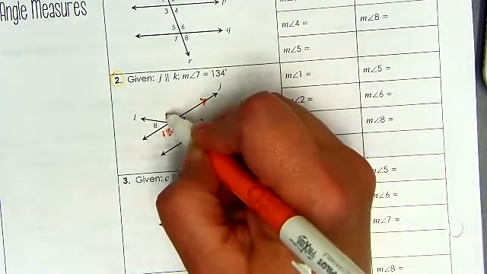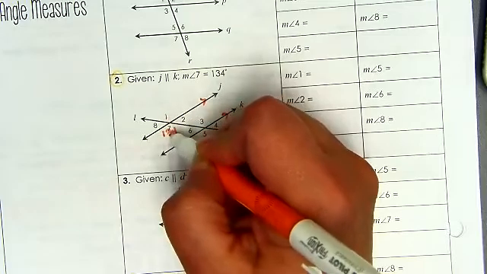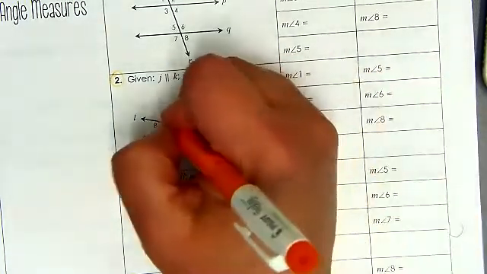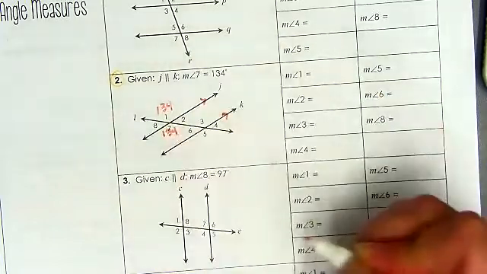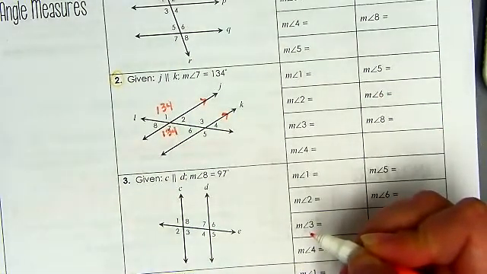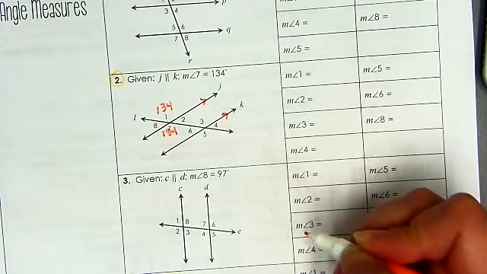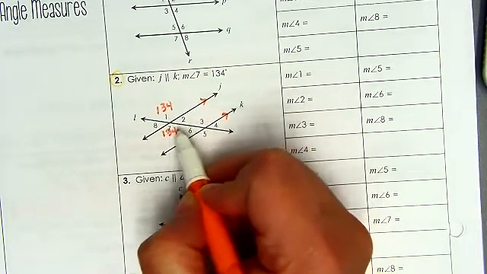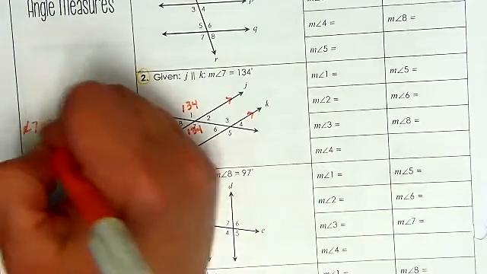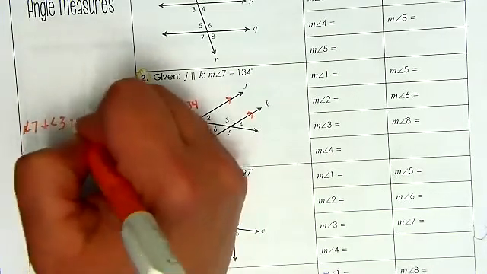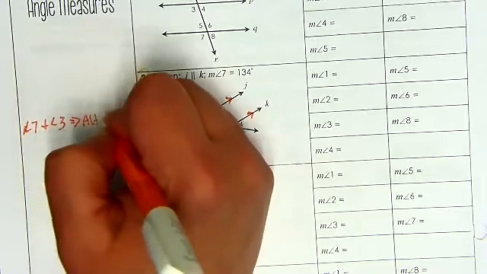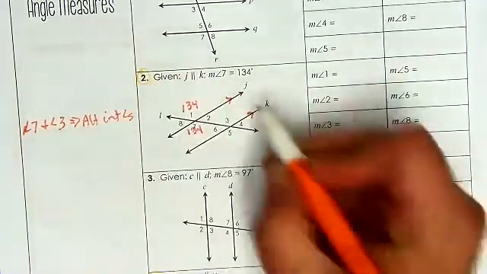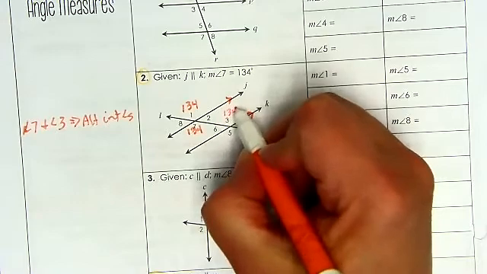Angle 7 and angle 1 are vertical angles. They are congruent. So I know right now this is 134. Okay, so I automatically know that. Now, 7 is also congruent with 3 because of being alternate. So I can say right here, angle 7 and angle 3 are alternate interior angles. So therefore, this is 134.